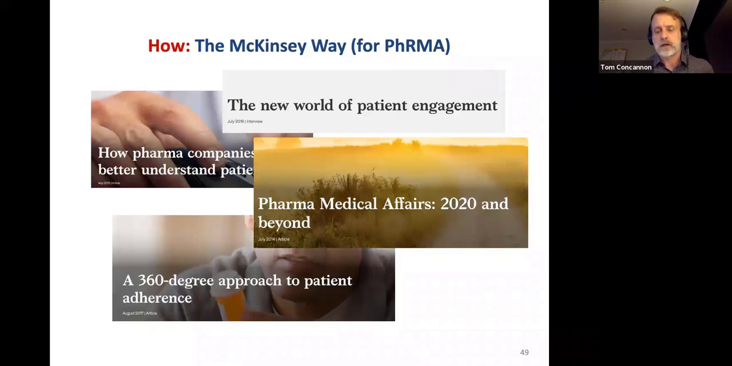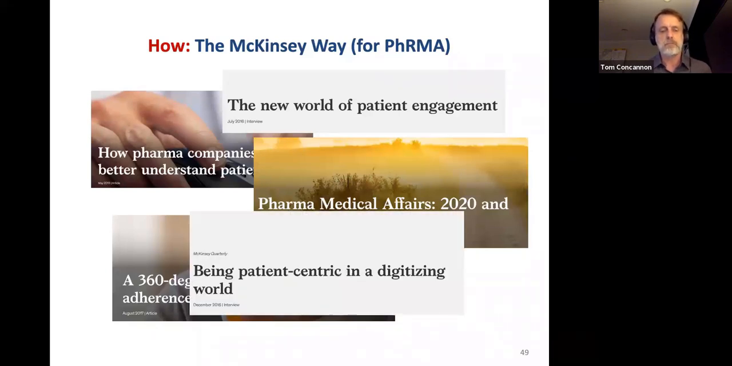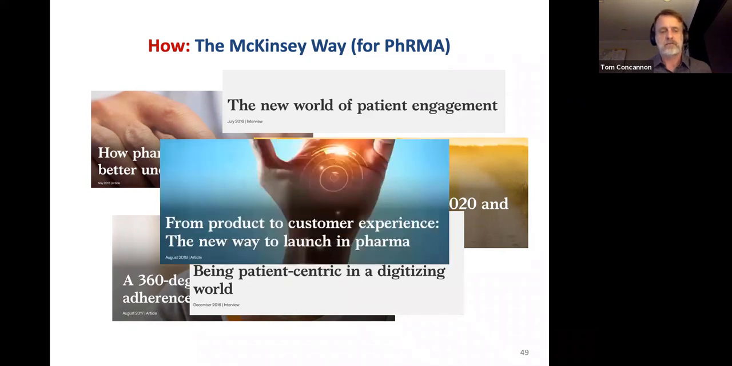Pharma Medical Affairs 2020 and beyond: how we can involve patients in policymaking. Being patient-centric in a digitizing world, just sort of more understanding of patient lived experience. And from product to consumer experience, the new way to launch in pharma. None of these reports spoke in any way about collaborating or co-producing research with patients. And the implicit lesson here is that an industry with a boatload of money to do this in any way they want understands that the biggest bang for the buck is going to be better communication, better relationships, and building sustained relationships over time. And I think that academic researchers, when we promote co-produced research, are really shooting ourselves in the foot. We're really setting forth a gold standard that few researchers, few budgets can really attain.